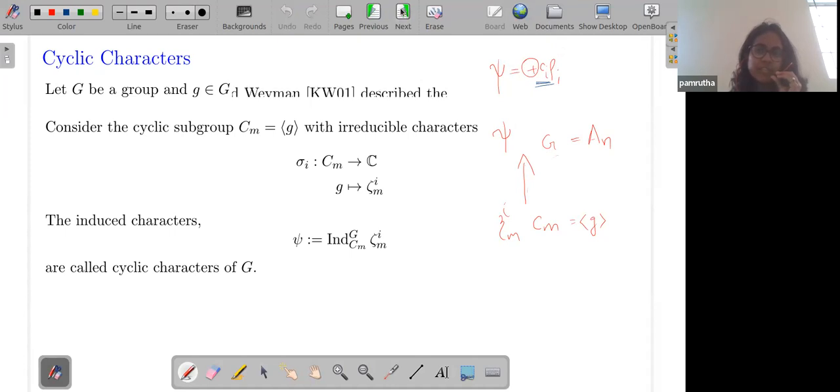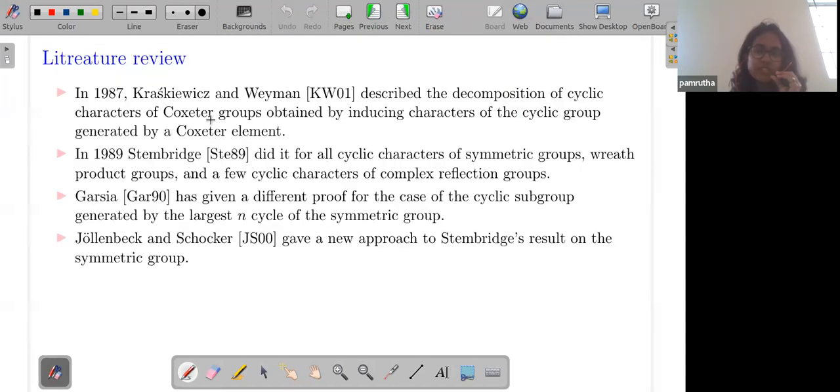Now let me begin with a literature survey of what is already there. This was first considered by Kraskiewicz and Weyman in 1987. They did it for the case of Coxeter groups, but they didn't consider all the elements, only the Coxeter elements. Further, this was extended by Stembridge for all the cyclic characters in the case of symmetric groups and wreath product groups, and a few particular cases for complex reflection groups.